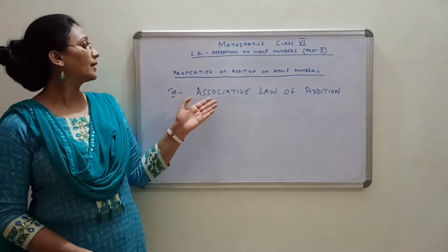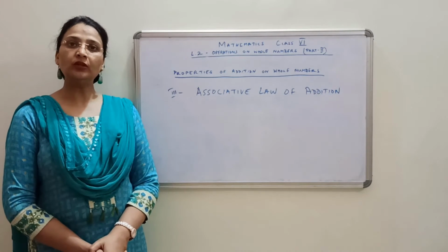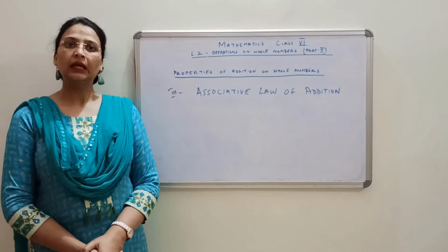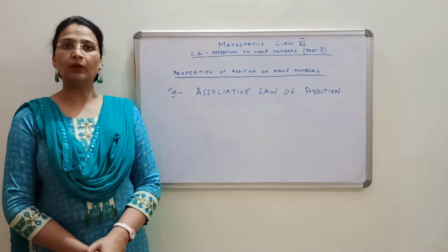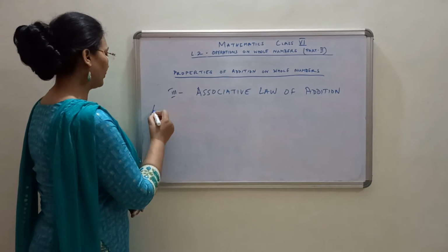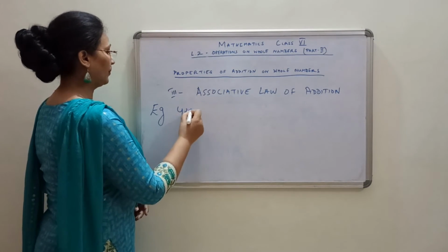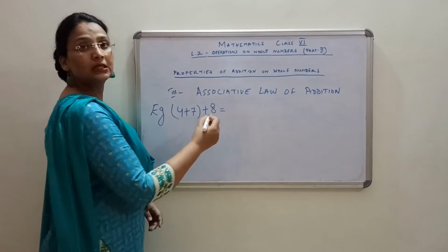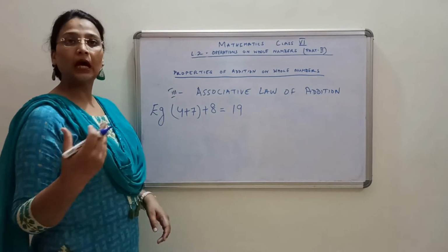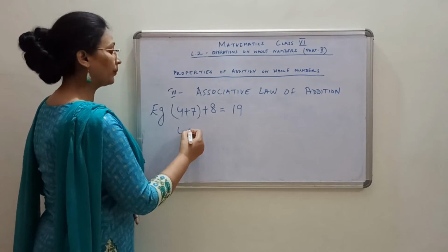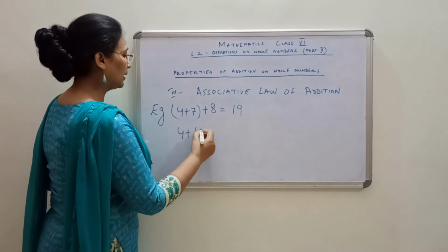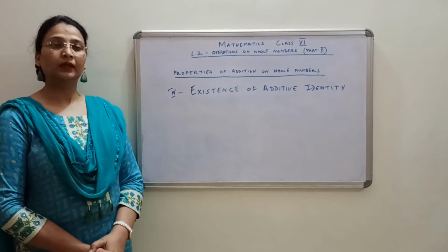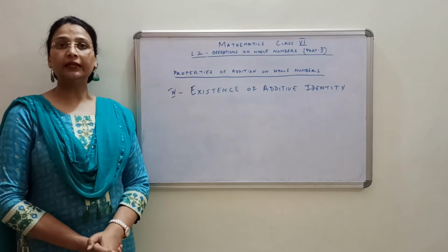Now the third property is associative law of addition. The addition of whole numbers is associative. In other words, if a set of whole numbers are added in any combination or group, the result will be the same. Example, within a bracket you can write 4 plus 7 plus 8 equals 19. Or in other words, you can write like this: 4 plus, within a bracket, 7 plus 8 is also 19.